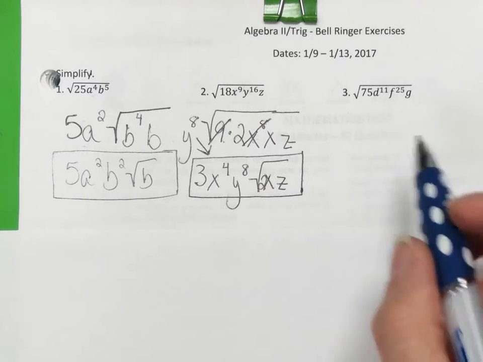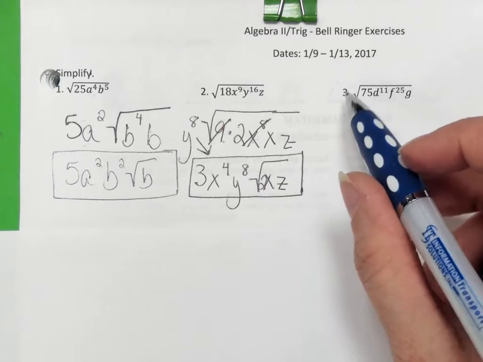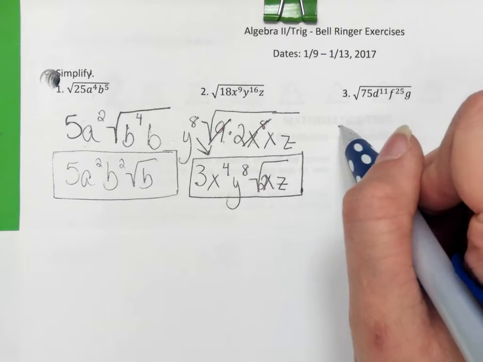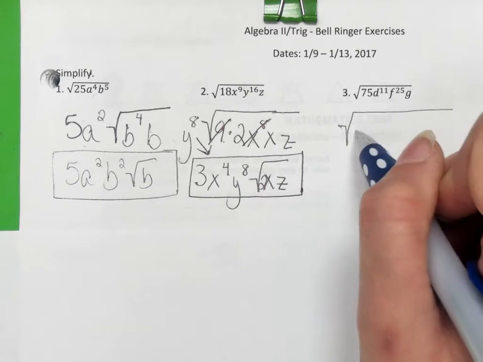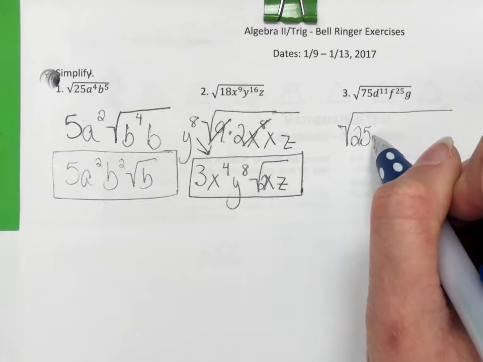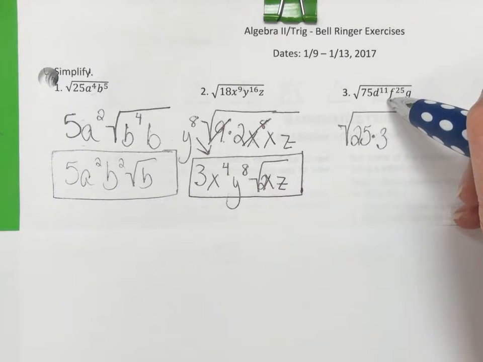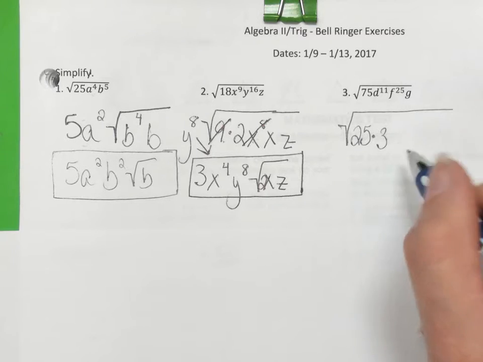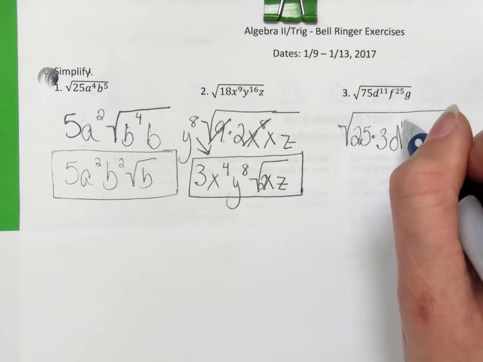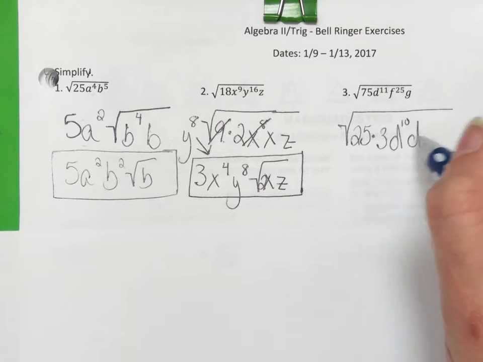Alright, what about 75? Is 75 a perfect square? Nope. What perfect square goes into 75? 25. 25 times what is 75? Times 3. Alright, d to the 11. He's not even. So what's the biggest even number underneath 11? 10. Gotta have 11 of them, so 10 and 1 makes 11.